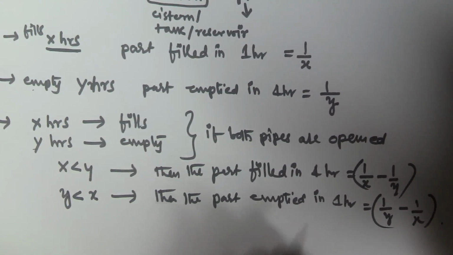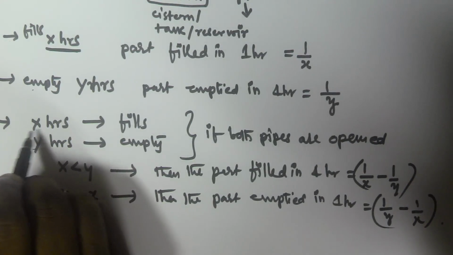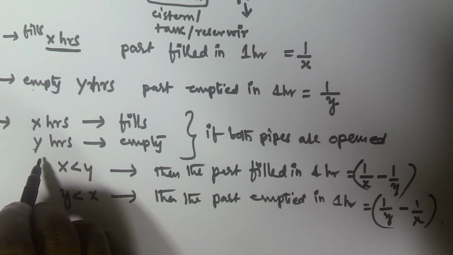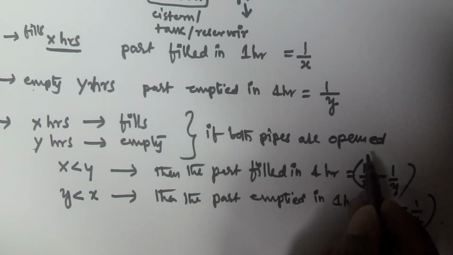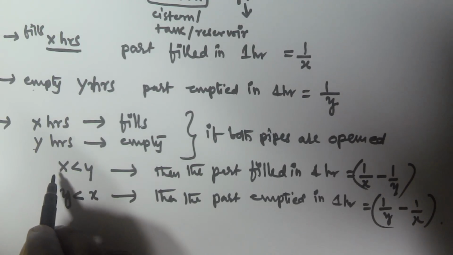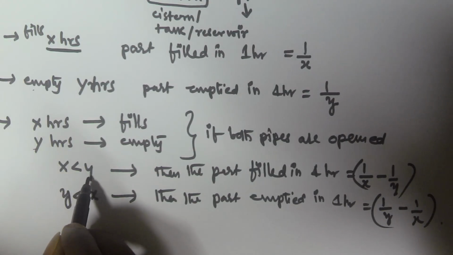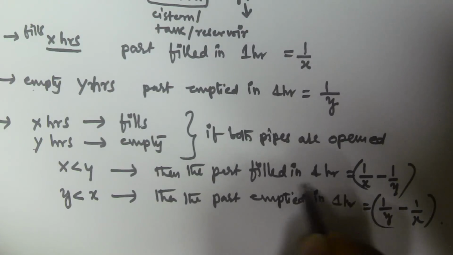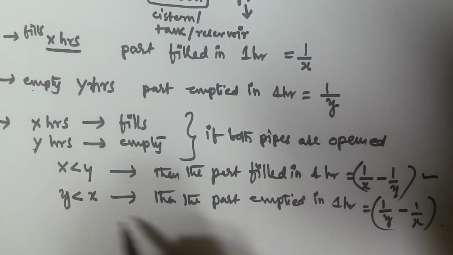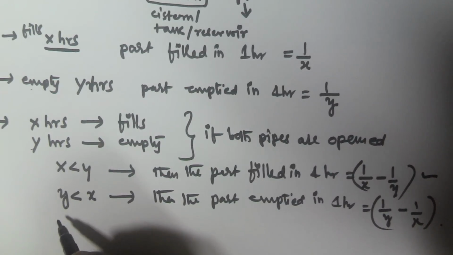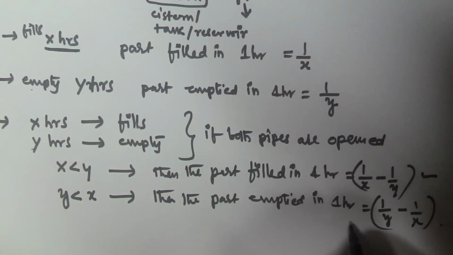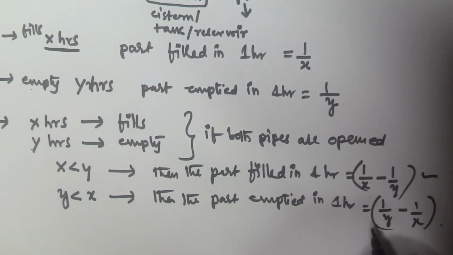So if a pipe fills a tank in X hours and another pipe empties the tank in Y hours, and both pipes are open, and the filling pipe is faster than the emptying pipe, then the part filled in 1 hour is given by 1 by X minus 1 by Y. If the emptying pipe is faster than the filling pipe, then the part emptied in 1 hour is given by 1 by Y minus 1 by X.